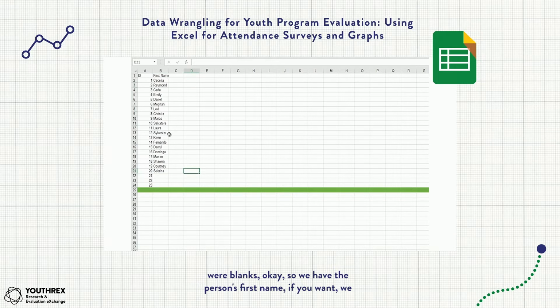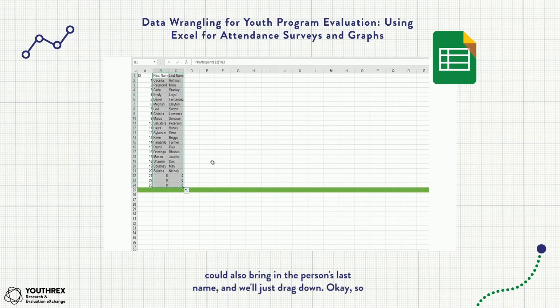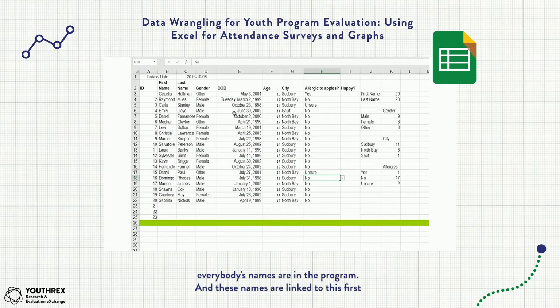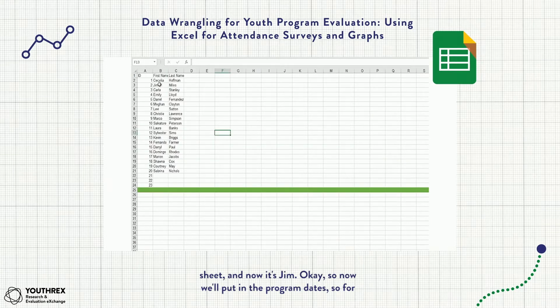Okay, so we have the person's first name. If you want, we could also bring in the person's last name, and we'll just drag down. Okay, so everybody's names are in the program, and these names are linked to this first sheet. So for example, if we change Raymond to Jim, we go back into the second sheet, and now it's Jim.